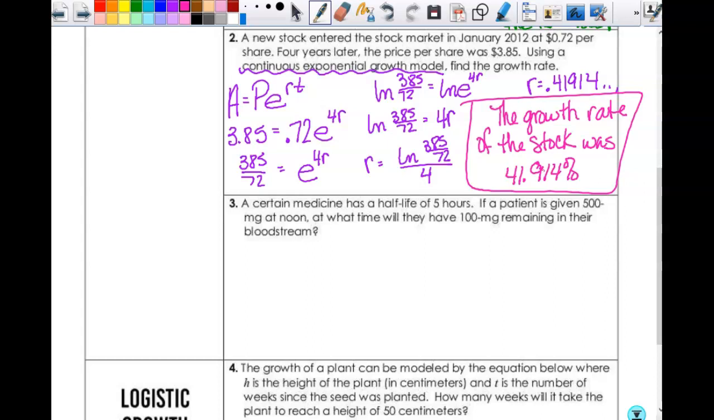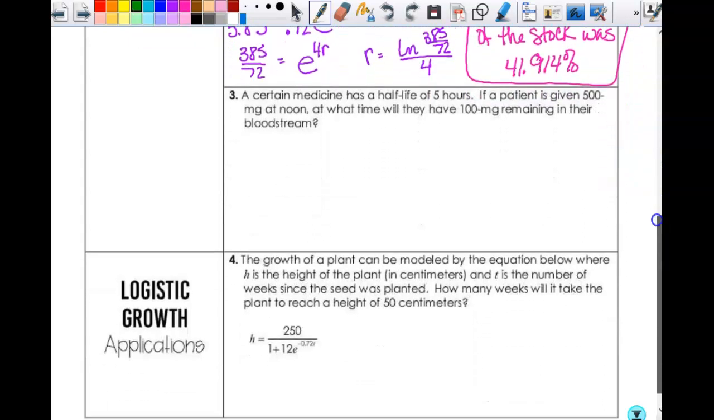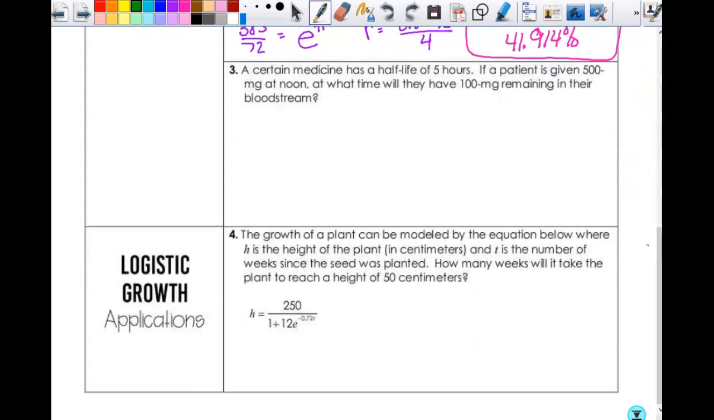We good? All right, so let's do a half-life problem here. It says a certain medicine has a half-life of 5 hours. If a patient is given 500 milligrams at noon, at what time will they have 100 milligrams remaining in their bloodstream? So is this continuous? No. Is it compounded? No. So it's really just f of t equals a times 1 plus r to the t power, right?